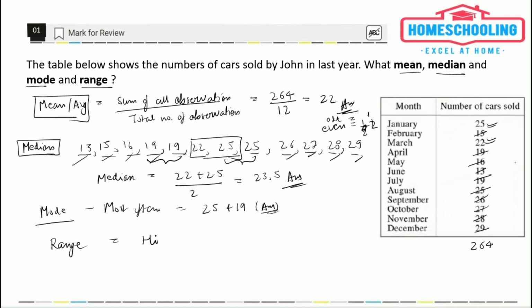And now at last we have to find the range. Range is the highest number minus the lowest number. The highest number is 29 and the lowest number is 13. So the range would be 16. This is your range. So your mean or average is 22, your median is 23.5, mode is 25 and 19, and your range is 16. Now let's move on to the next question.